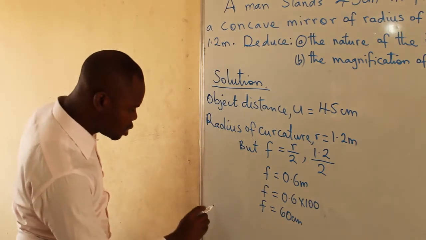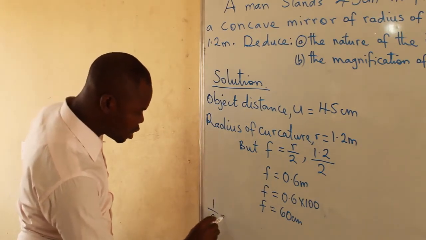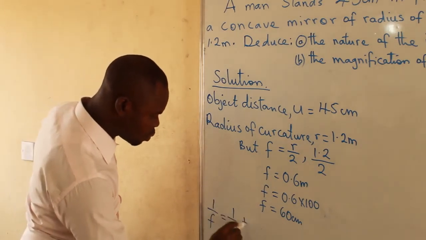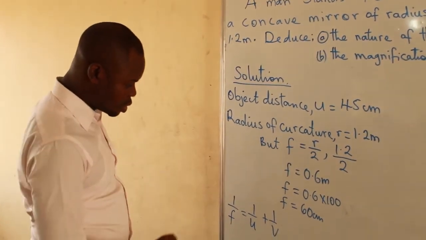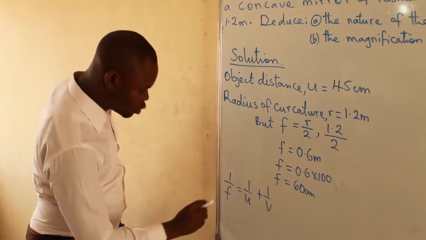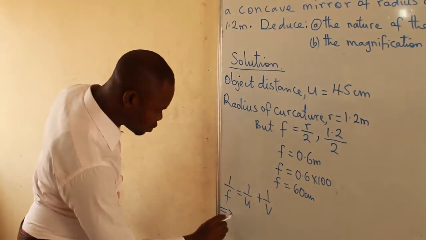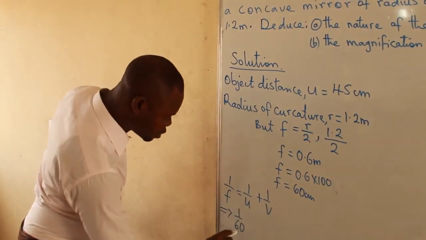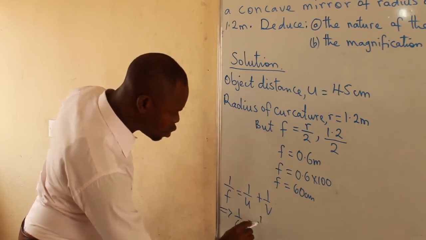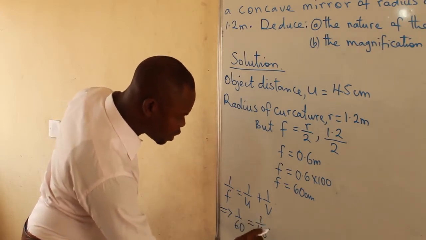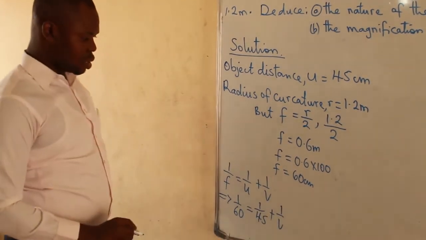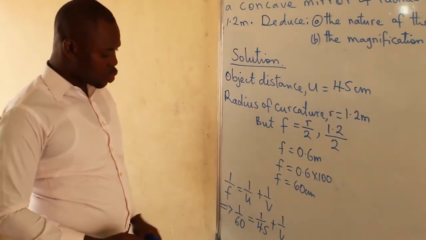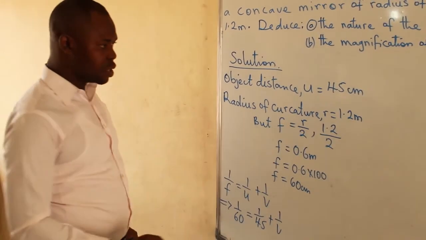Okay, using 1 over f equals 1 over u plus 1 over v. Let's substitute our parameters. So 1 over f has been given to be 60, so we have 1 over 60 equals 1 over 45 plus 1 over v.